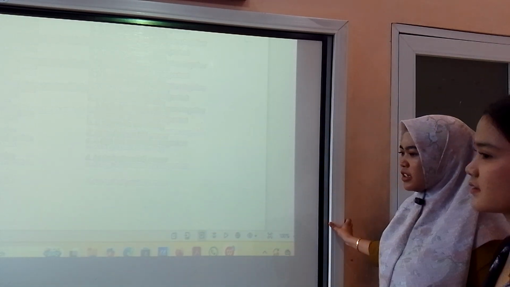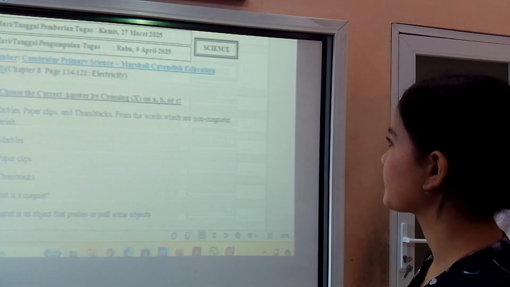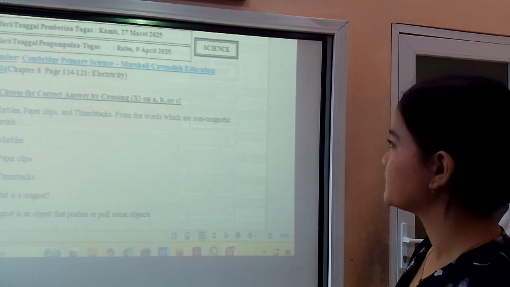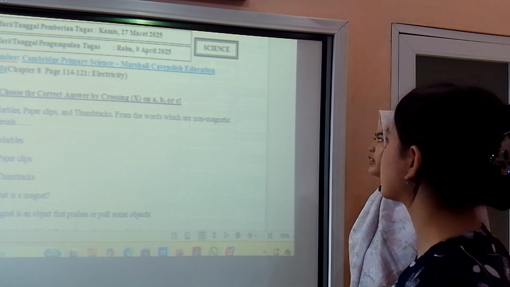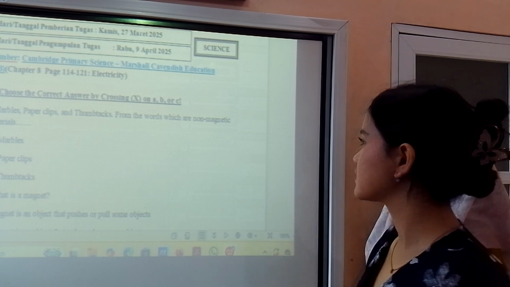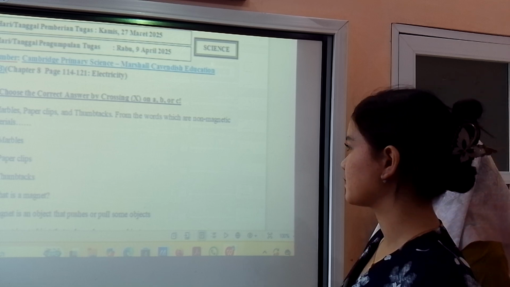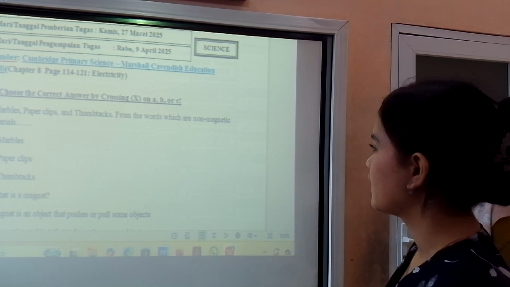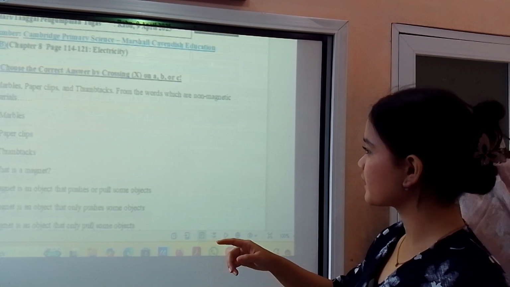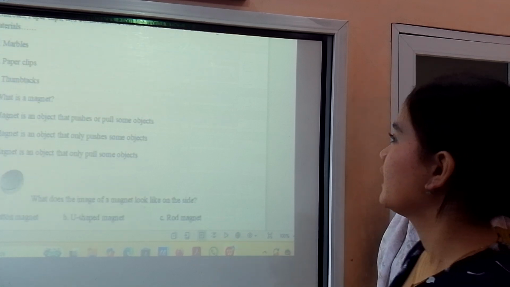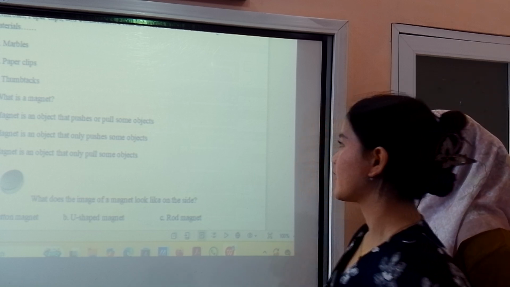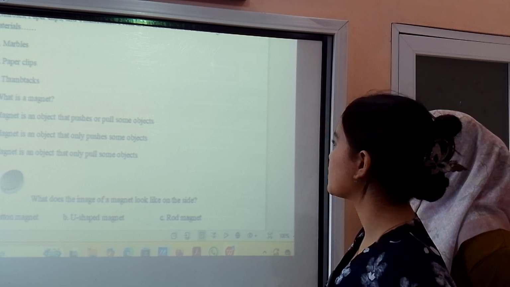Okay, the last one. Science, number one, Miss Debbie. Marbles, paper clips, and thumbtacks, from the words, which are non-magnetic materials? So the answer is A, marbles. Okay, next, Miss Sonia. What is a magnet? The answer is A. A magnet is an object that pushes or pulls some objects.